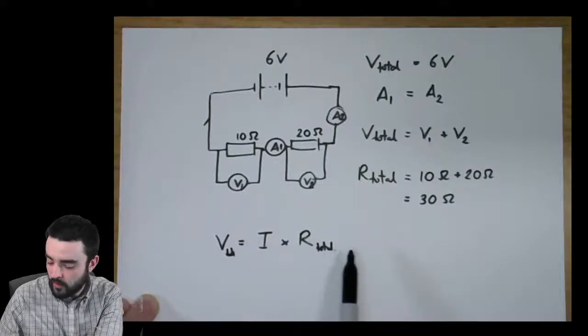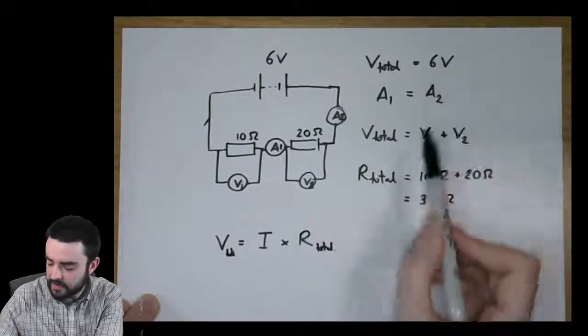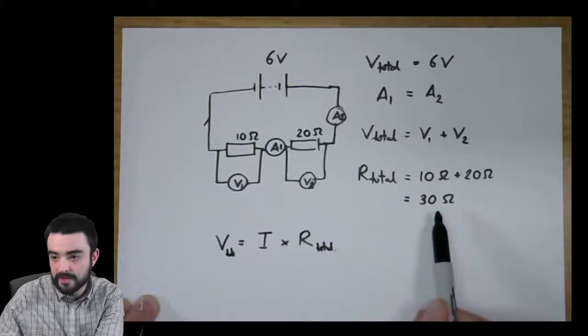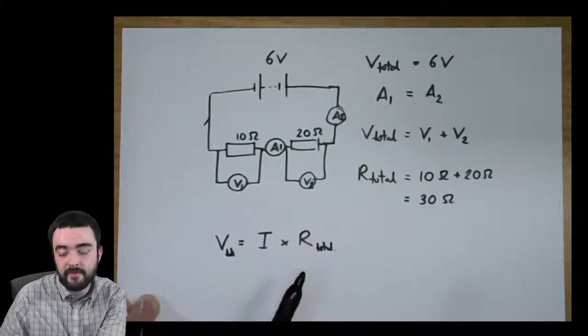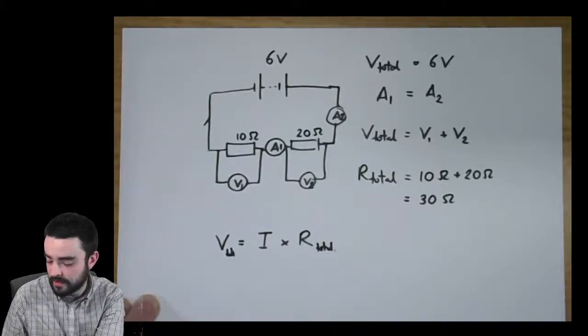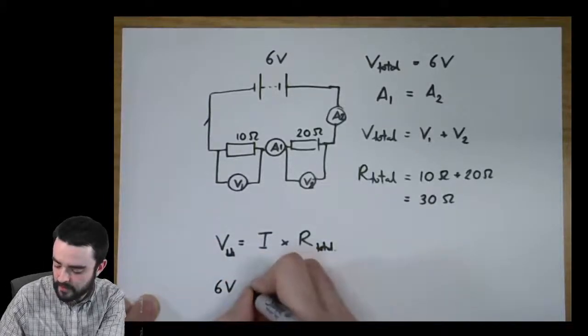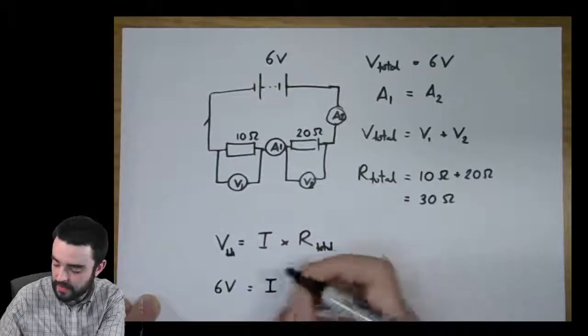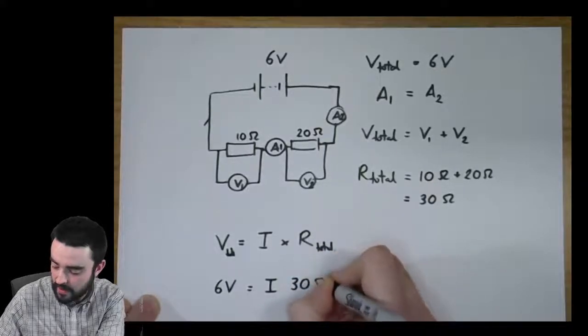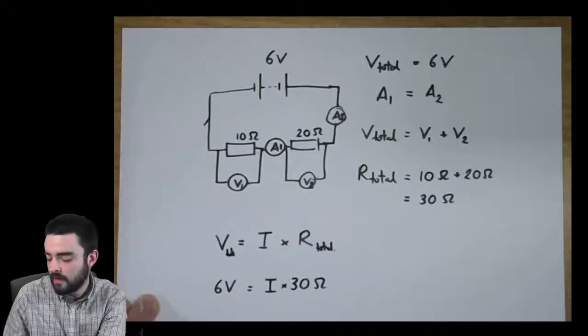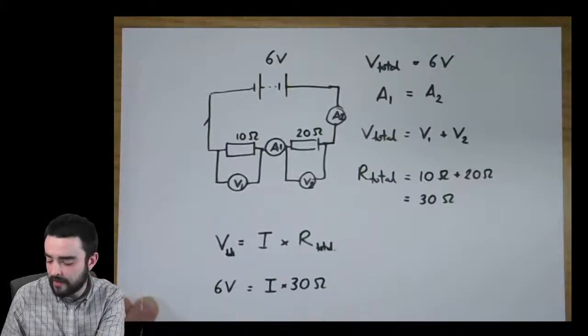Let's look at it. We've got V total, 6 volts. We've got R total, 30 ohms. We've got 2 of the 3 pieces of information, so we can work out the third. So V total, 6 volts, is equal to the current times 30 ohms. We need to rearrange this equation to find the current.